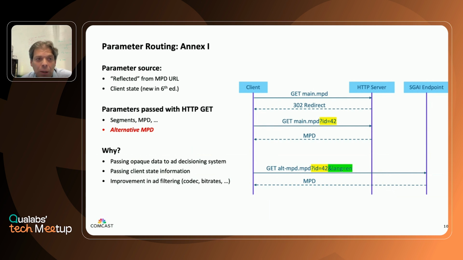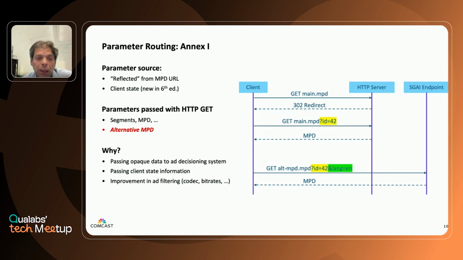So NXI, which can be viewed as parameter routing. You get parameters from some source. They can be reflected from an MPD URL. So you are asking for an MPD, you get a redirect to an MPD plus, let's say, an ID value based on some query parameter, and then you remember this query parameter. Another option is client state. For instance, which language are we playing right now? Now these parameters are passed with HTTP GET, typically as query parameters.